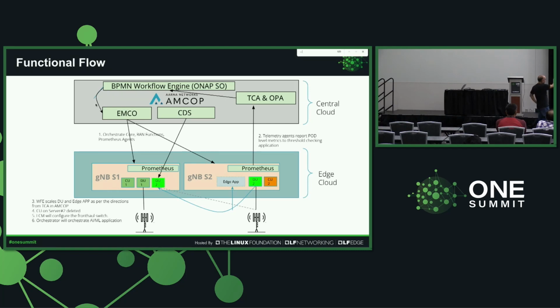So we orchestrate. Step 1 is orchestrate core and RAN functions with Prometheus agents. Step 2 is start monitoring. Step 3 is we move the DU as per the policy, delete CU on server 2, configure the front haul switch, and then orchestrate the machine learning application. And then do everything in reverse when the traffic picks back up. So this is what we've done so far.